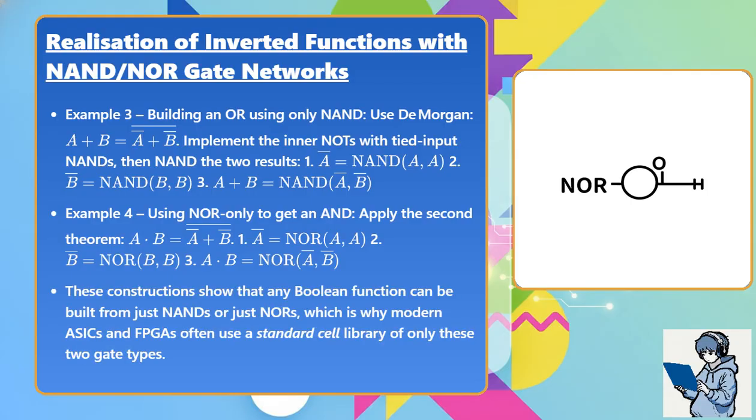These constructions show that any Boolean function can be built from just NANDs or just NORs, which is why modern ASICs and FPGAs often use a standard cell library of only these two gate types.